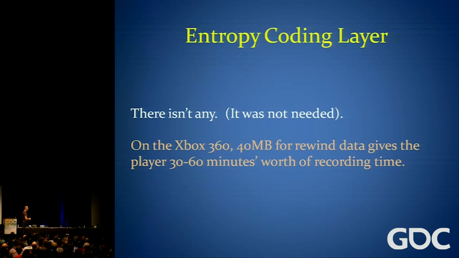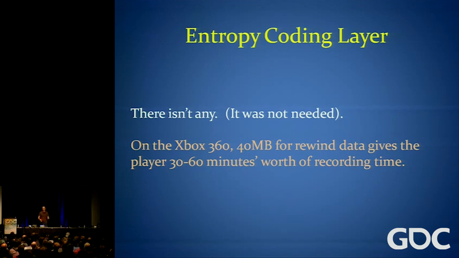But yeah, it wasn't needed because, for example, on the Xbox 360, where you have 512 megs of RAM total, I dedicated about 40 megabytes to rewind data, which seems like a lot of memory, but on a game that's completely based on time manipulation, it totally makes sense. Devoting 40 megabytes gave the player between 30 and 60 minutes of recording time on most levels, which is vastly more than you usually need. It turns out some levels actually need that, which is why it's good to have.